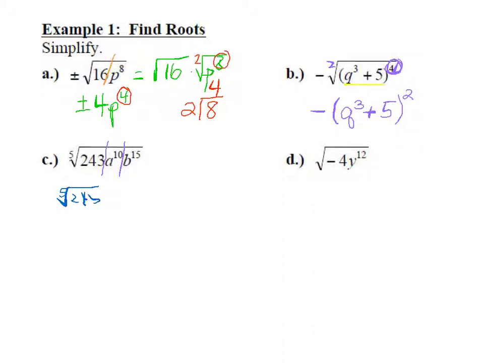243. That's nice, 243. Let me rewrite that maybe. So you're going to have a 243. You're going to have a 5th root of a to the 10th. And you're going to have a 5th root of b to the 15th.